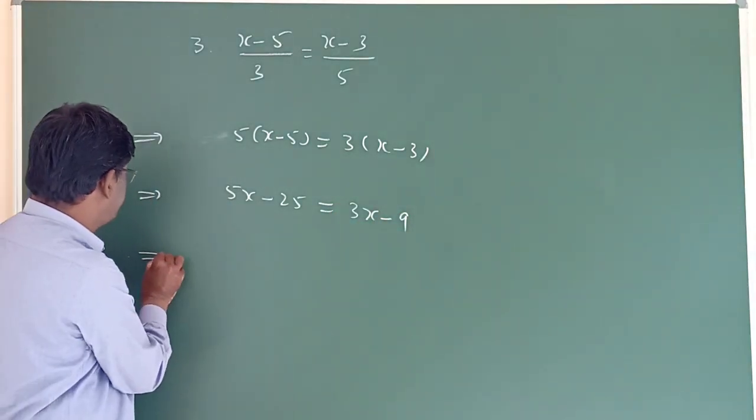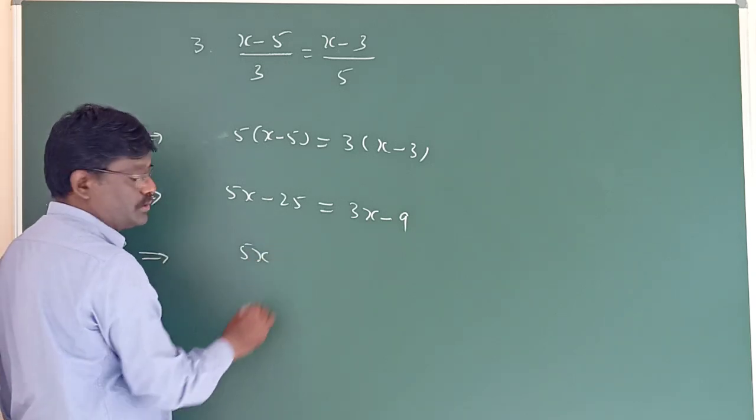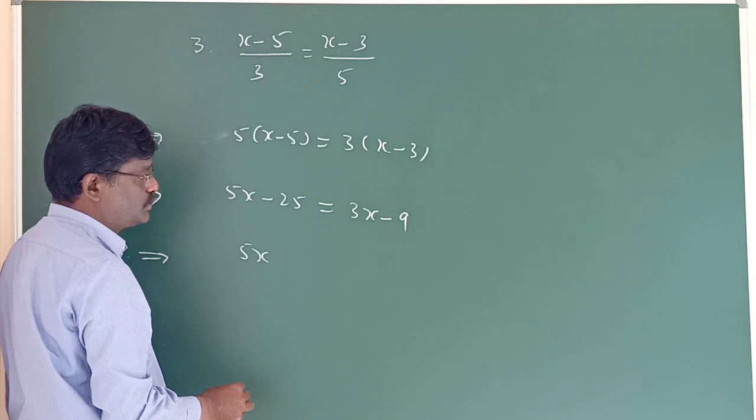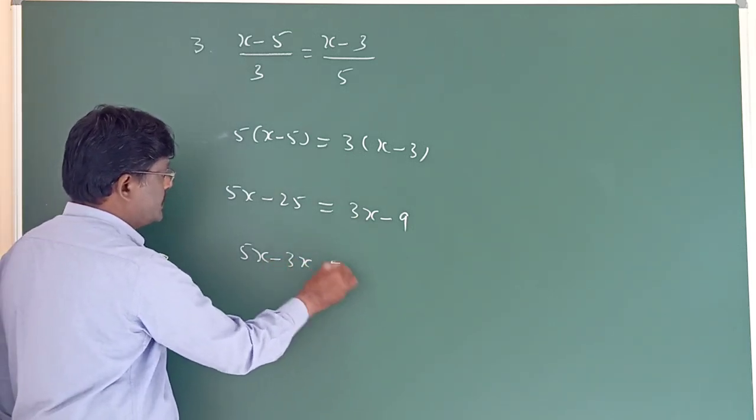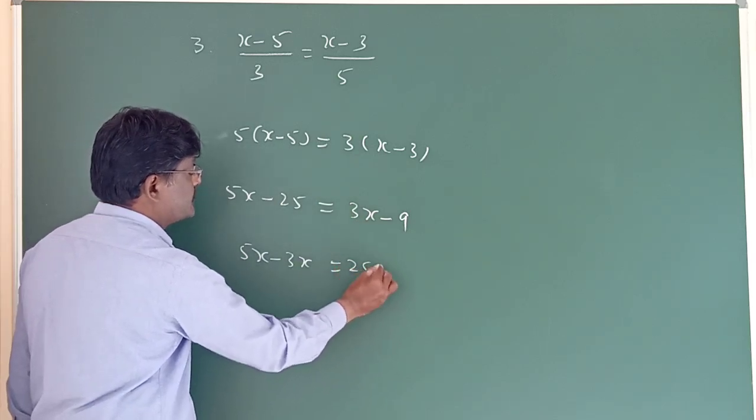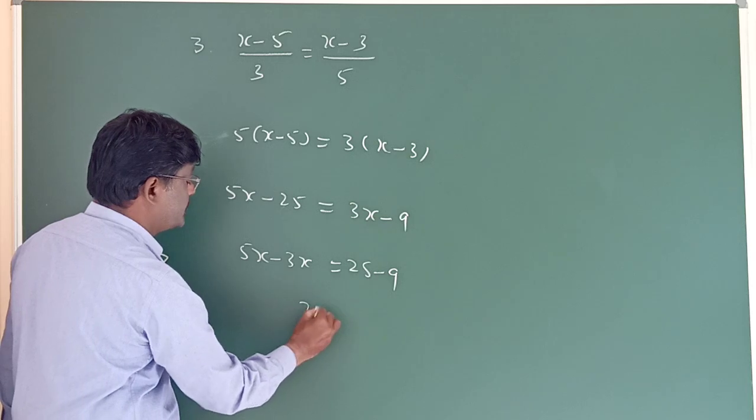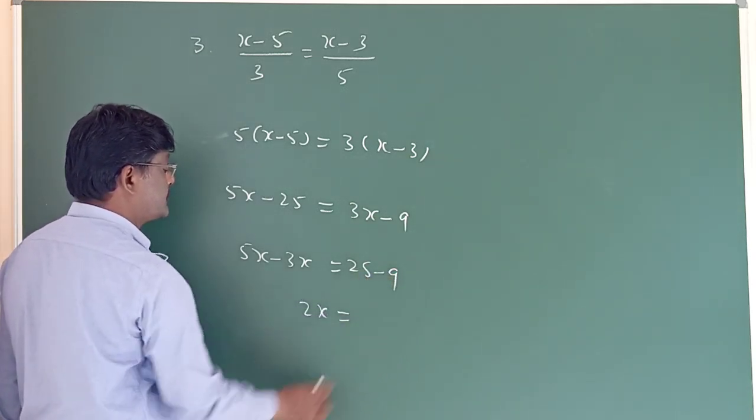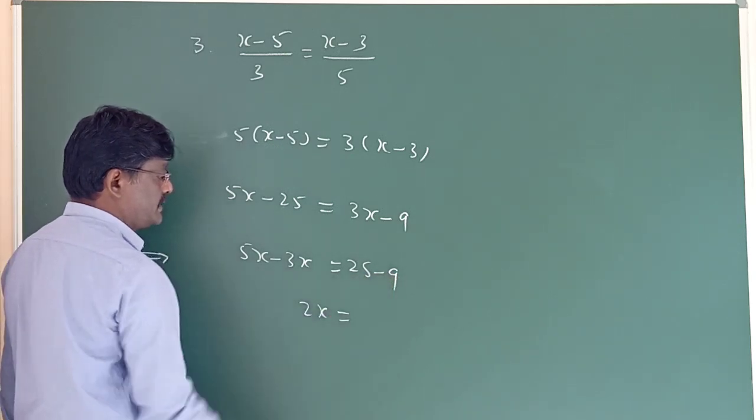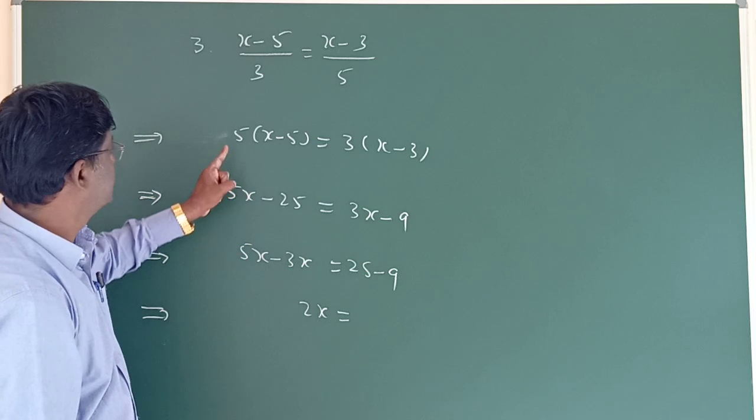This implies 5x. We know we have to keep all the unknowns on the left hand side. Plus becomes minus, minus becomes plus. Therefore, this implies 2x equal to 25 minus 9. 25 minus 9, is this correct? Okay, children, once again just check.